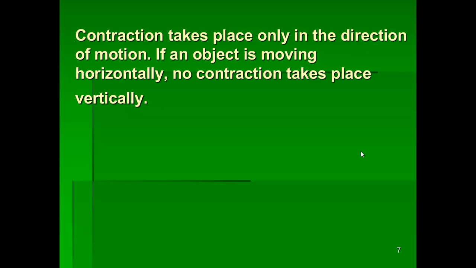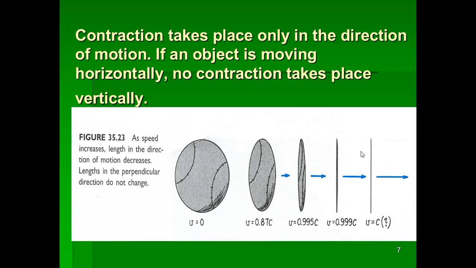Big note here, and this is one thing that people often miss: contraction takes place only in the direction of motion. So if an object is moving horizontally, there'd be no contraction vertically. There's one feature which was shown in the earlier diagram that I just want to repeat. We see that if the ball is moving, its height doesn't change in any way, but the length in the direction of the motion does.